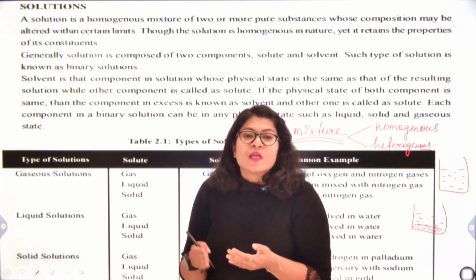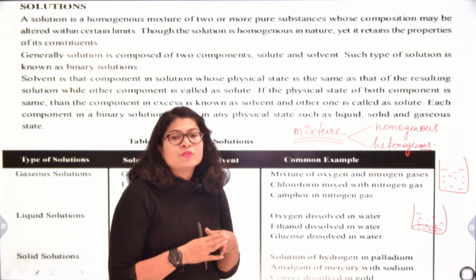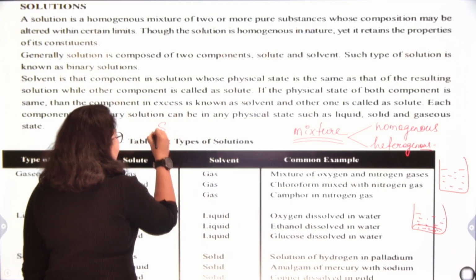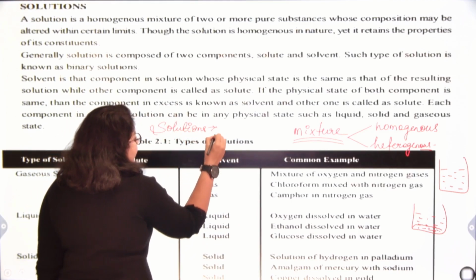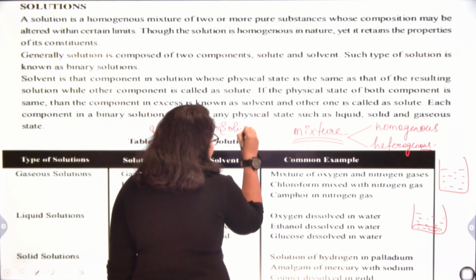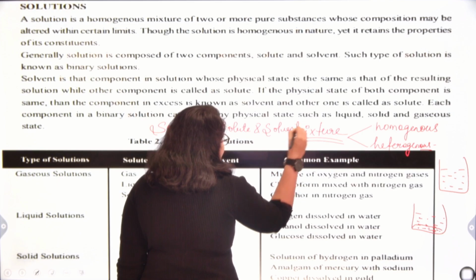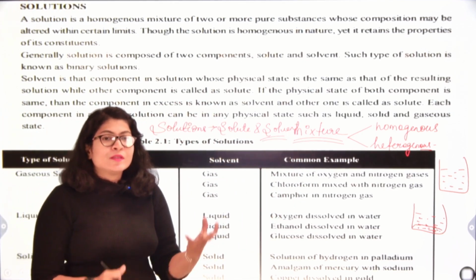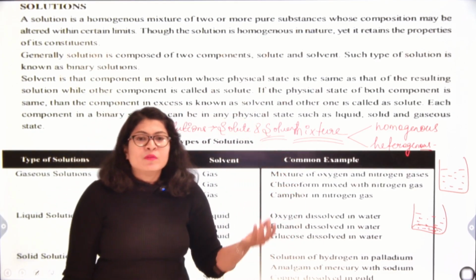Then I come to solution. What do you mean by solution? Solutions are basically combinations of solute and solvent. They consist of solute and solvent. Whatever the compound is, if it is present in greater amount, then that will be the solvent, and the one that is present in lesser amount will be the solute.